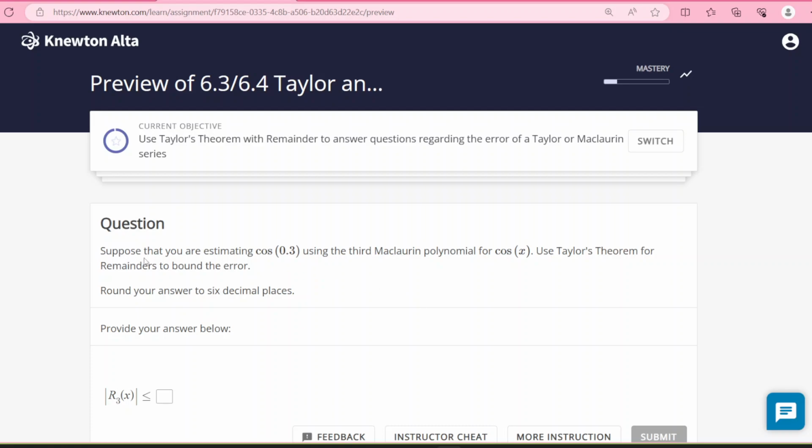So suppose that you are estimating cosine of 0.3 using the third Maclaurin polynomial. Maclaurin means centered at 0, and the value of x is 0.3. So we're looking at the interval from 0 to 0.3 for the cosine of x here, and then use Taylor's theorem for remainders to bound the error.